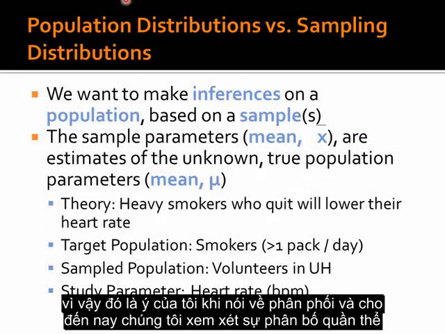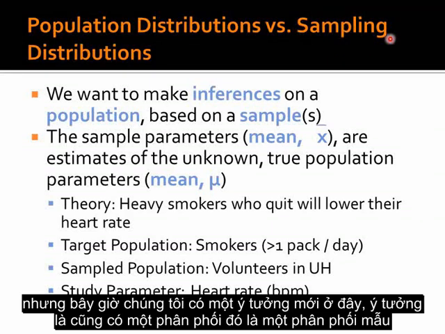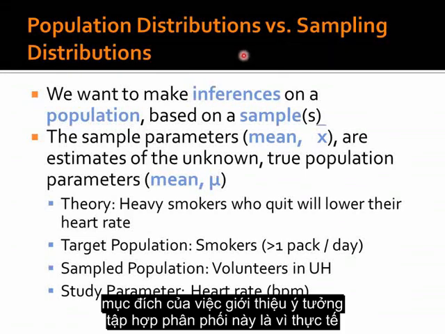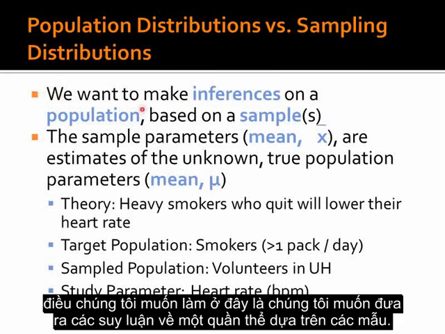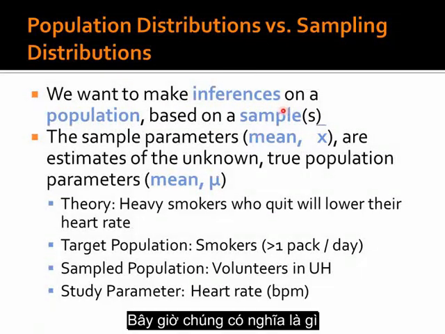So far we've been looking at population distributions. But now we have a new idea here. There's also a distribution, but it's a sampling distribution. The purpose of introducing this idea of a sampling distribution is because of this fact: what we want to do here is make inferences about a population based on samples. Now what do we mean by that? Think back to the previous lectures.